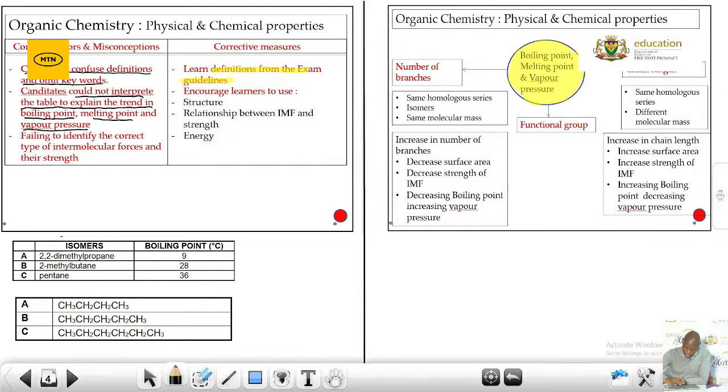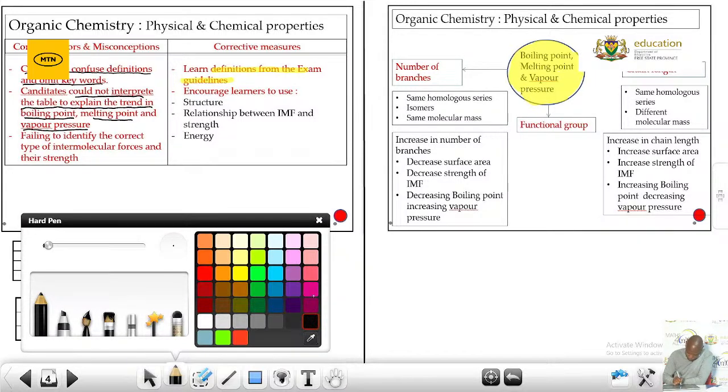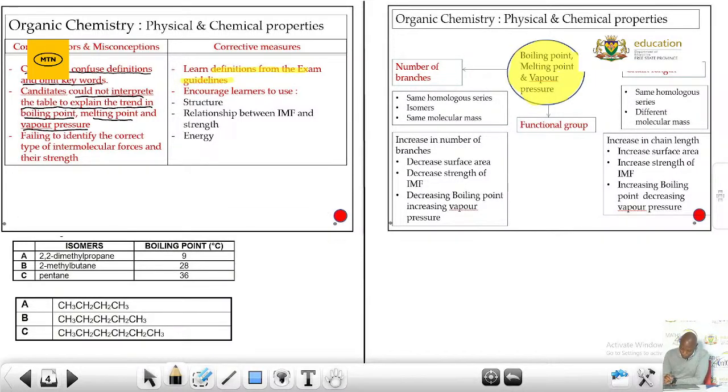But what does it say? I tried now to develop an easier way of how to go about identifying which factor is actually influencing the change in boiling point, the change in melting point, as well as the change in vapor pressure. So I am going to quickly explain a few. We have 3 critical factors. 1 is number of branches, 2 is chain length, and the 3rd one is your functional group.